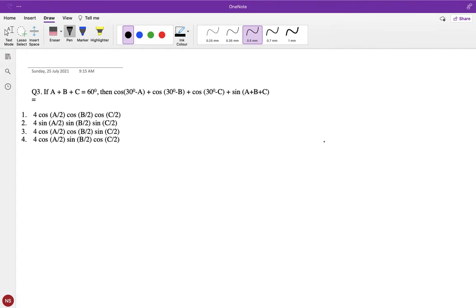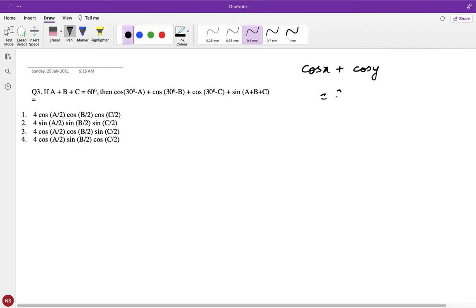Okay, next problem. If a plus b plus c is 60, and then this whole thing is equal to what? So I would say this is a very easy problem. Just have to use this formula: cos x plus cos y is equal to 2 cos of x plus y by 2 into cos of x minus y by 2. You can also write cos of y minus x by 2, because cos theta is equal to cos of minus theta. It's an even function, so you can write it both ways.